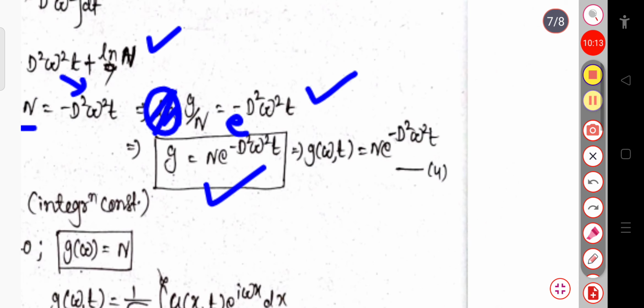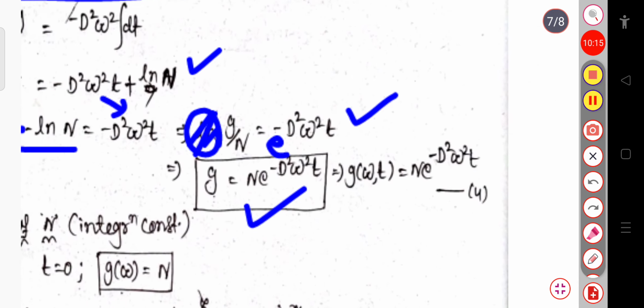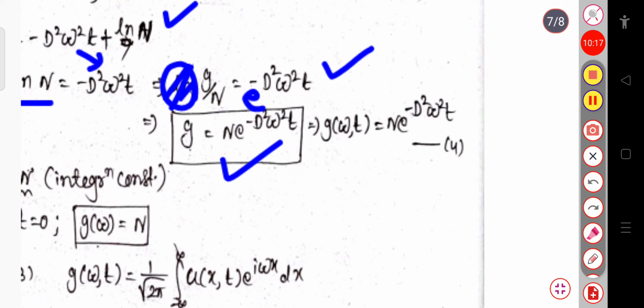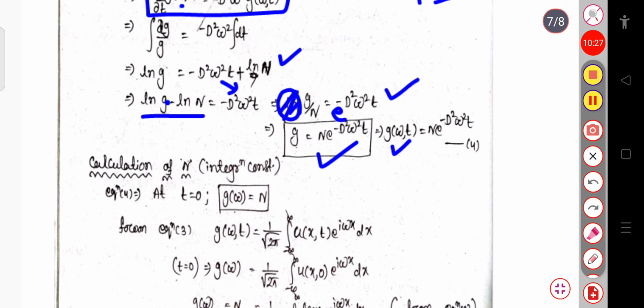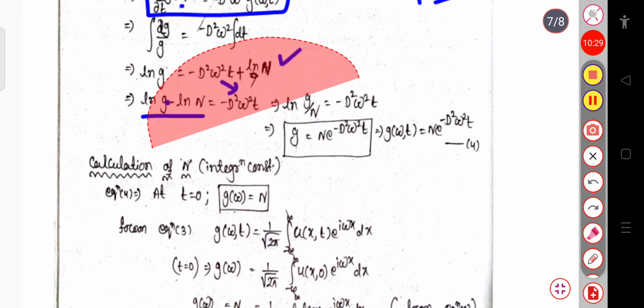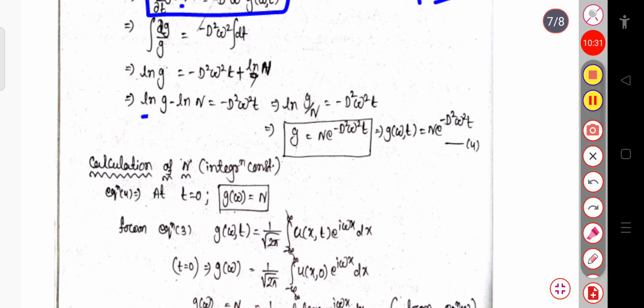This g is simply the function of omega and t, that is equal to n exponential minus d square omega square t. This is, suppose, equation 4. Now we have to calculate the integration constant n. So let me calculate this integration constant n.